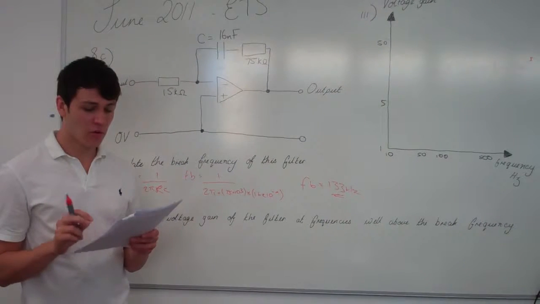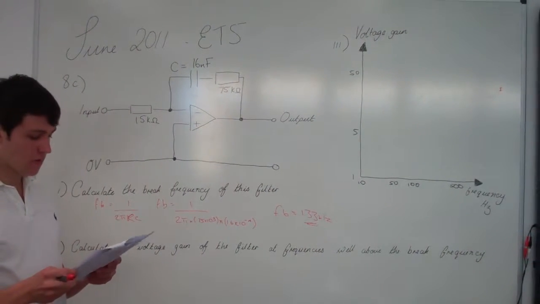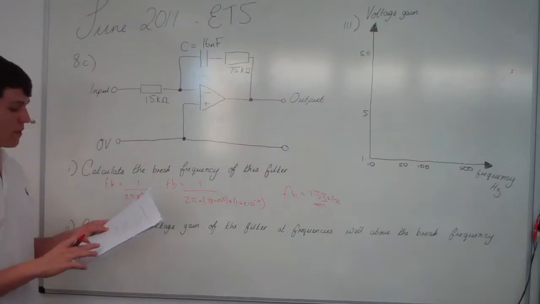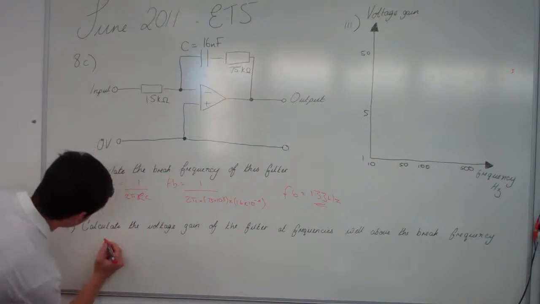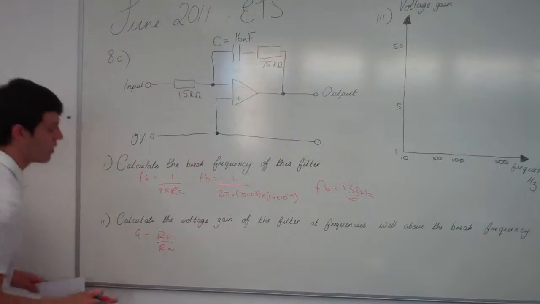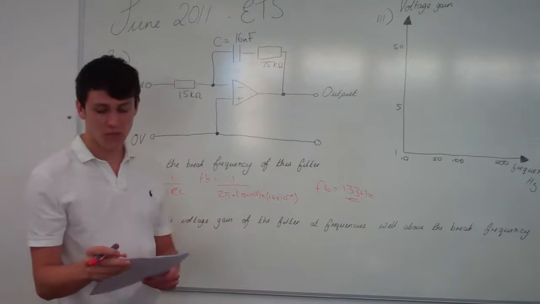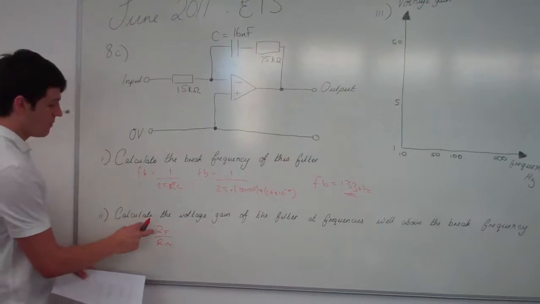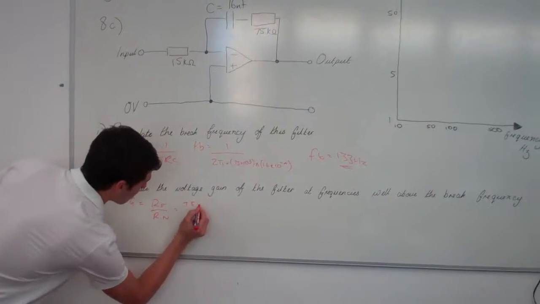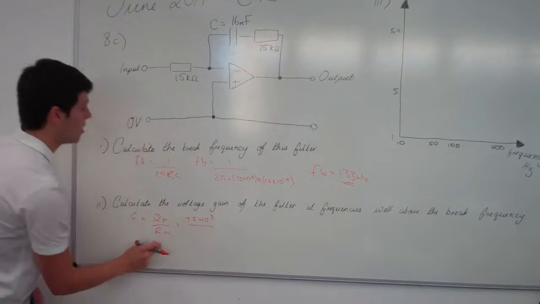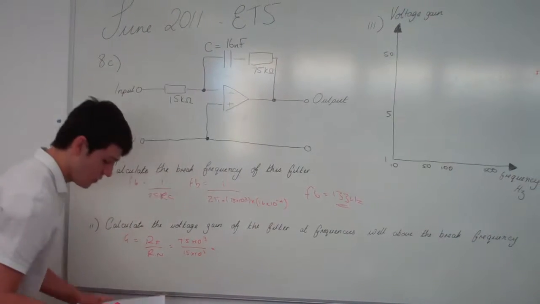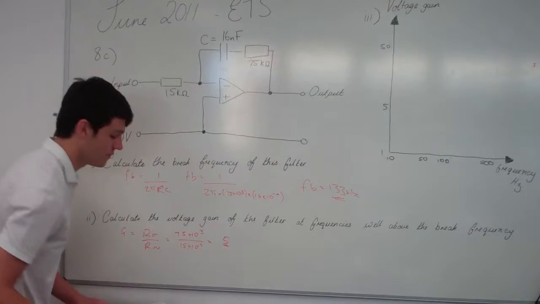Next part, it says calculate the voltage gain of the filter at frequencies well above the break frequency. We know the gain of an op-amp, this is non-inverting, is going to be RF over Rn. I think we can assume we don't worry about the negative sign on this one. RF, our feedback resistor, is 75 kiloohms, 75 times 10 to the 3, over Rn, which is our 15 kiloohms, 15 times 10 to the 3, which gives us a gain of 5.